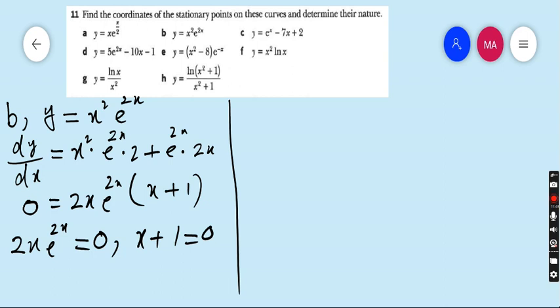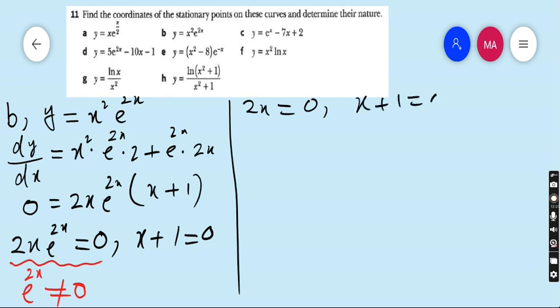From here, look at this carefully. What I told you in the previous part, e power 2x does not equal 0, because for finding the value of x with the help of e power 2x, we have to take ln on both sides, and ln 0 is undefined. Therefore, we have only 2x is equal to 0 and x plus 1 is equal to 0. From here we have x is equal to 0 and x is equal to minus 1. So we have two values of x.